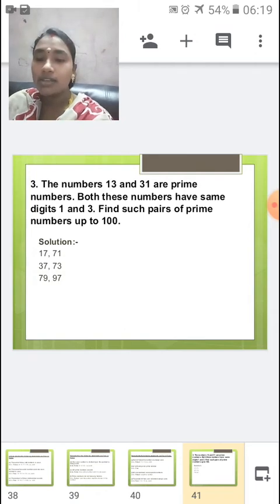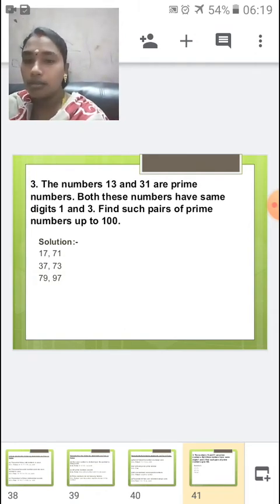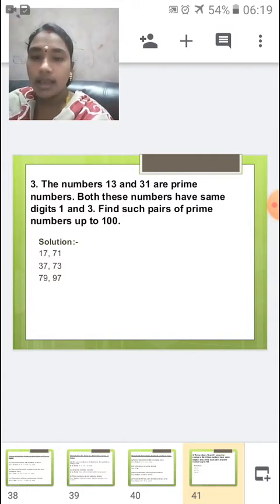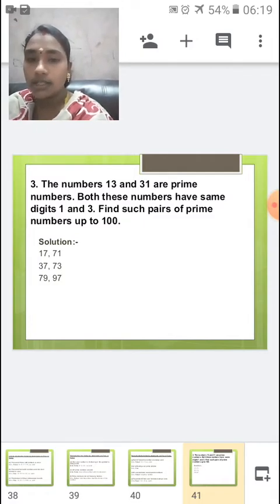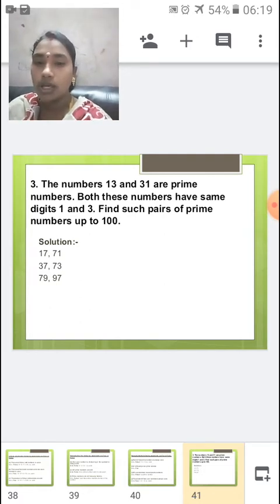So next we have 79. Okay, 79 is a prime number. When you change the positions of 79, 9 comes in the first place and 7 comes in the second place, and hence it is a prime number. Okay, so in this way you can find numbers up to 100. Okay, so up to 100, these are the numbers having the same digits. Right, children? Now let us move on to the fourth sum.